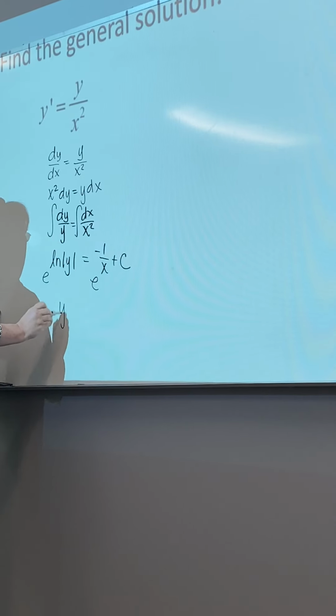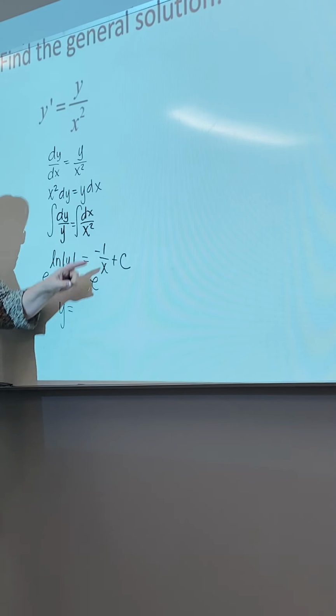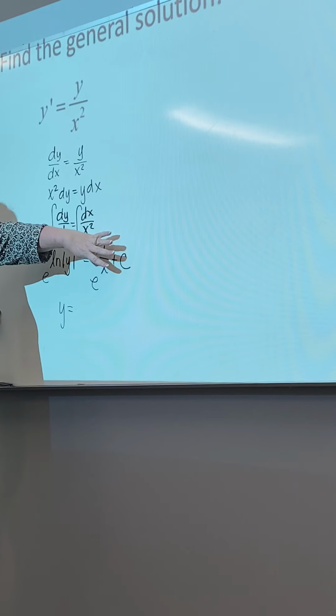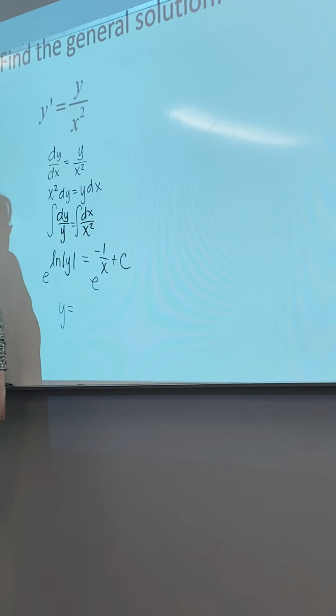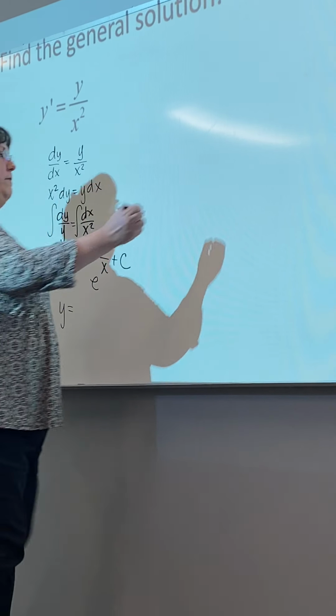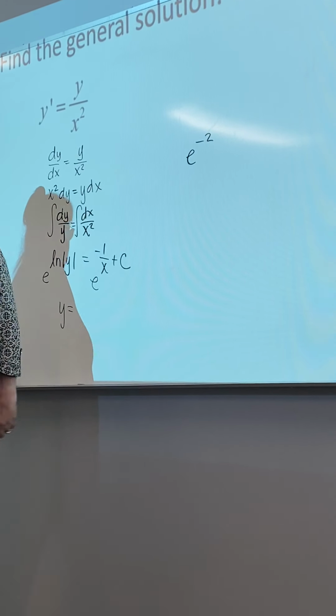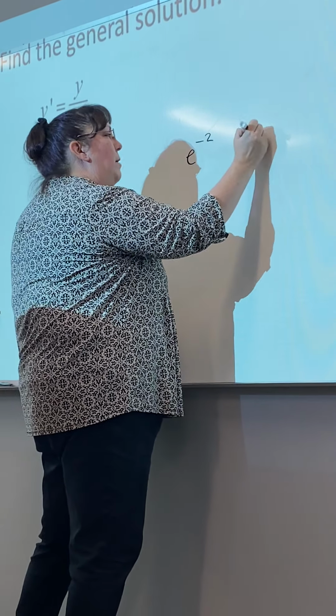I'm not actually going to have to write the absolute value symbol around that because, here's why. E raised to some number is never going to be negative. E raised to something is never going to be negative. E is a number. A number raised to another number is never negative. Even if the exponent is negative, that's not a negative number. That's 1 over e squared. But it's always positive. E raised to any number in the whole wide world.